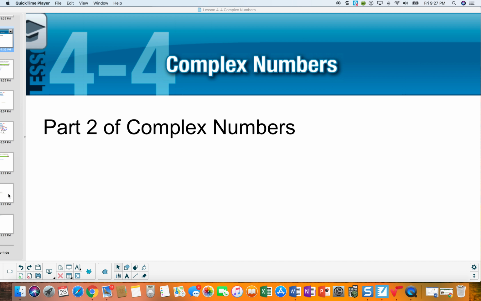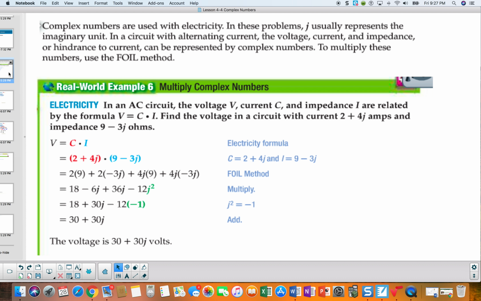Lesson 4-4, Complex Numbers, Part 2. All right, now that we've learned how to add complex numbers and subtract complex numbers, let's go ahead and take a look at multiplying complex numbers. One of the biggest usages for complex numbers is looking at voltage, current, and impedance.